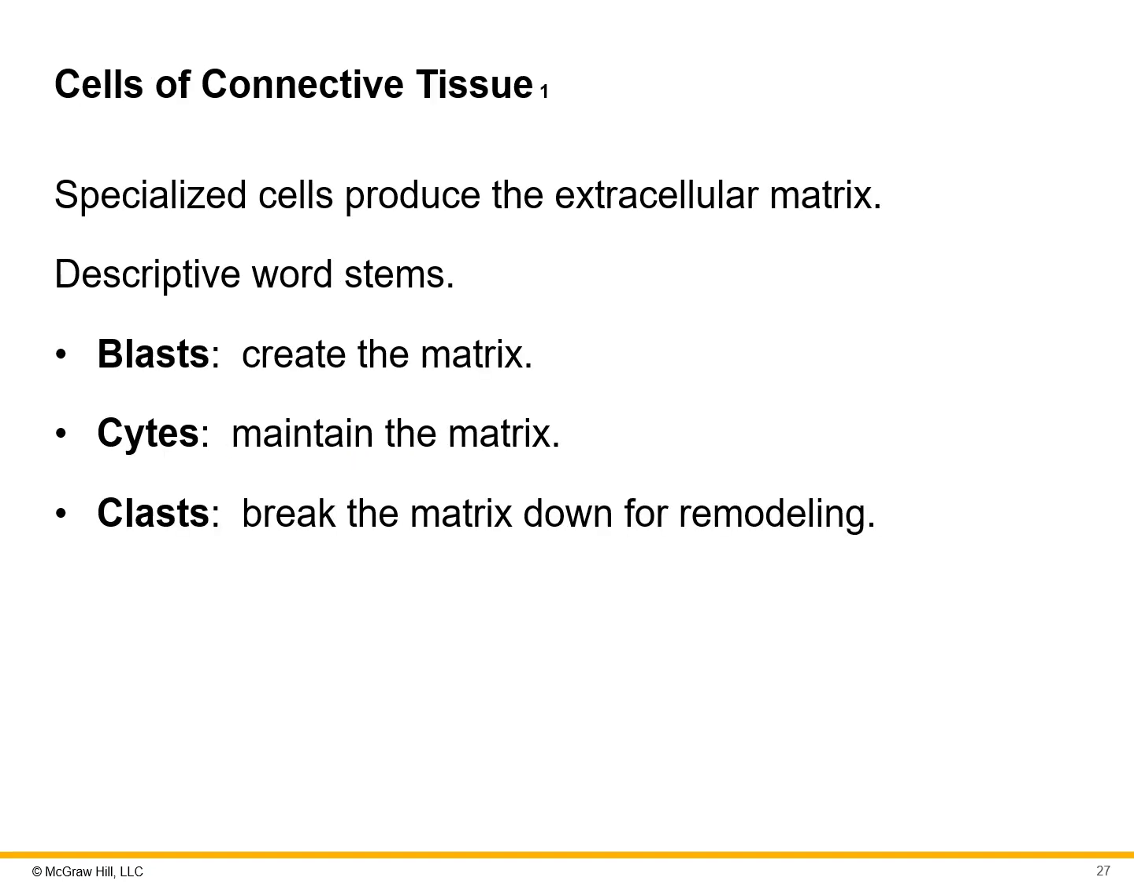Now the cells of these connective tissues: we have blasts, which create a matrix. We'll talk about osteoblasts, so they're making bone. We have cytes that just maintain the matrix. And then we have clasts that are actually breaking it down. So building is blast, breaking down is clast. Osteoclasts break down bone, osteoblasts build the bone, and osteocytes are just hanging out, making up the bone.